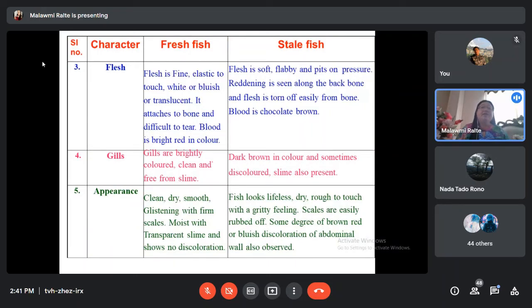Okay, then the gills of the fresh fish are bright in color, clean and free from slime. In the case of stale fish, they are dark brown in color and sometimes discolored, and slime is also present. Then the appearance as a whole for the fresh fish: clean, dry, smooth, glistening with firm scales, moist with transparent slime, and shows no discoloration. But in the case of stale fish, the fish looks lifeless, dry, rough to touch with a gritty feeling. Scales are easily rubbed off. Some degree of brown, red, or bluish discoloration of the abdominal wall is present.